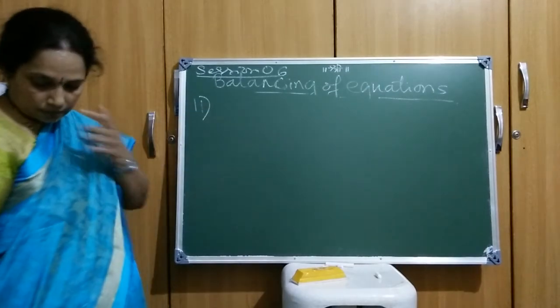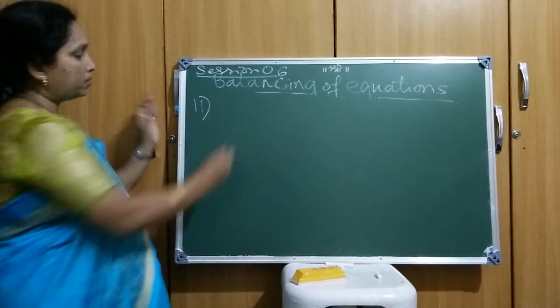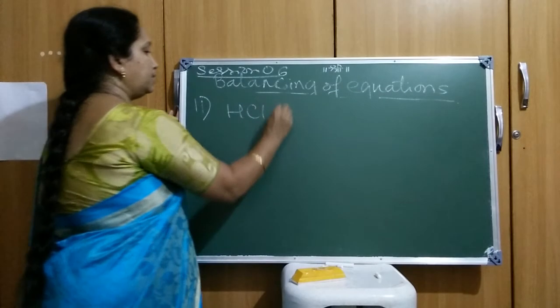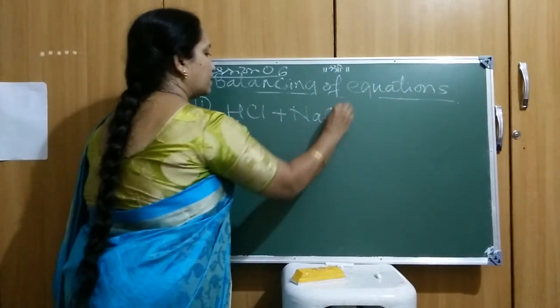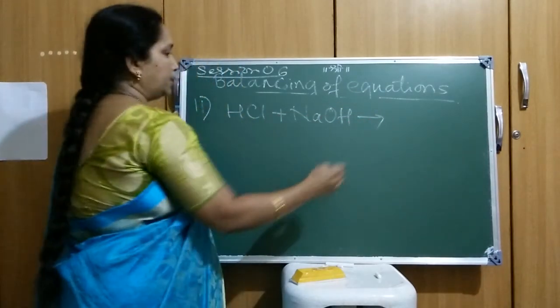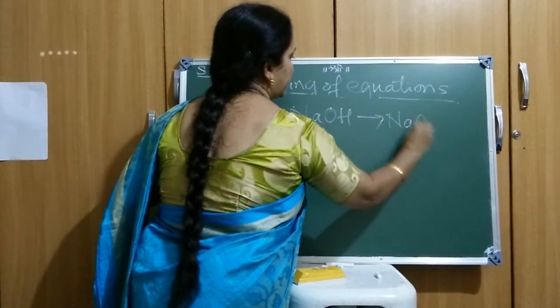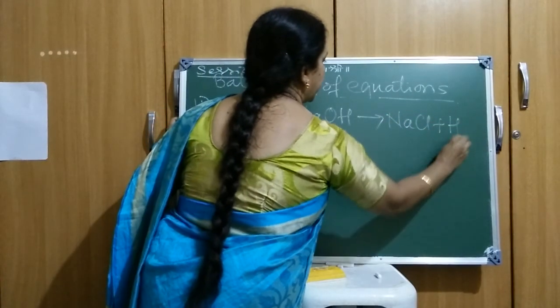So the 11th one: HCl and NaOH gives NaCl plus H2O.